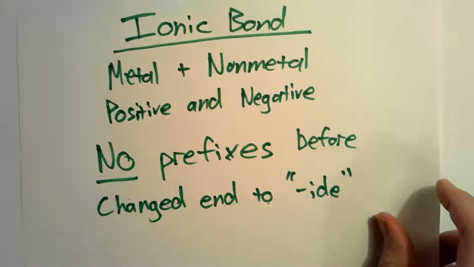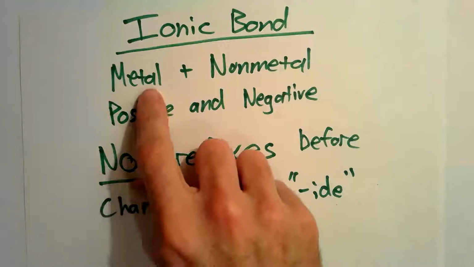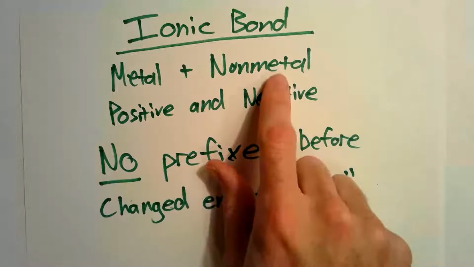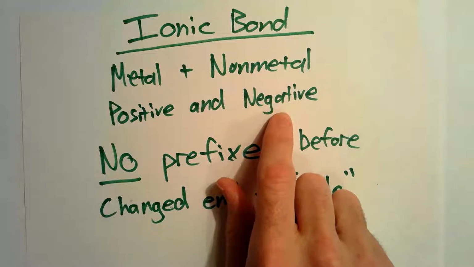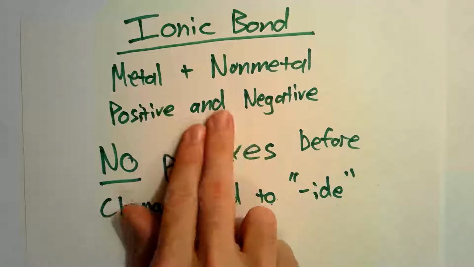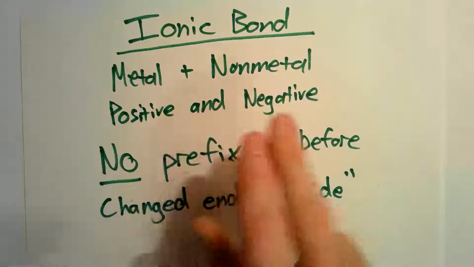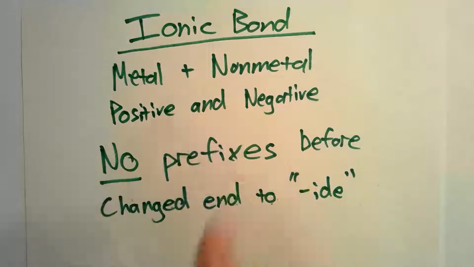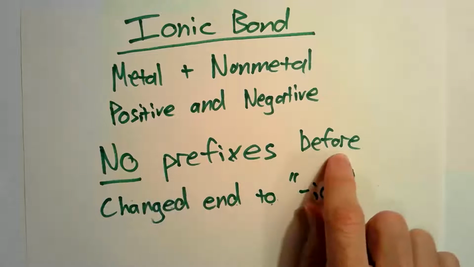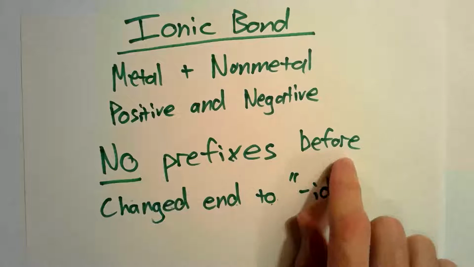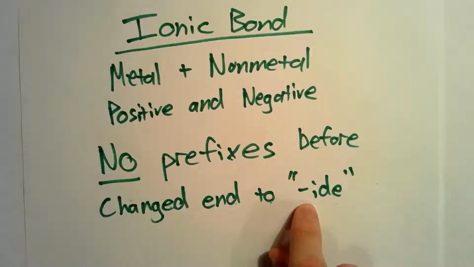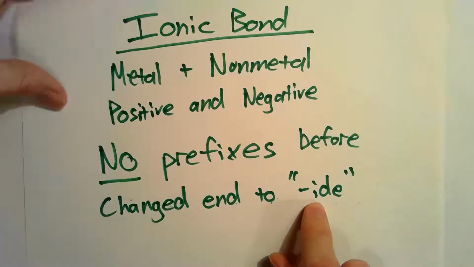So, in the past, we have been looking at the ionic bond. That had a metal plus a nonmetal. The metal was positive and the nonmetal was negative. And those bonded together in a mutual force of attraction. So the positive and negative would just attract to each other. We didn't use any prefixes before, but we always changed the end at the very end to IDE.